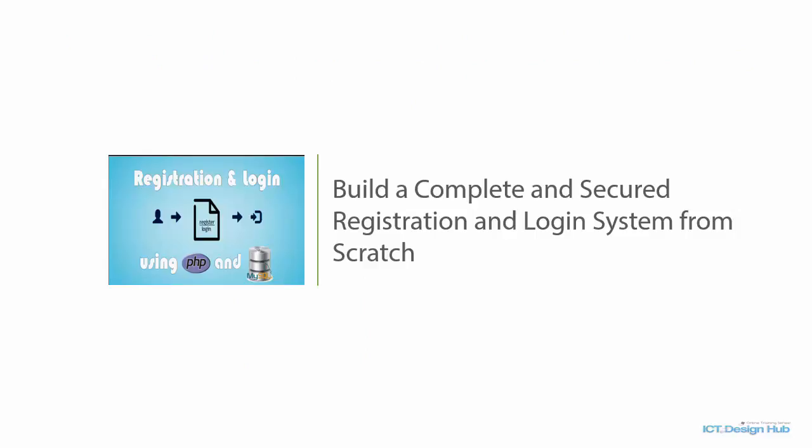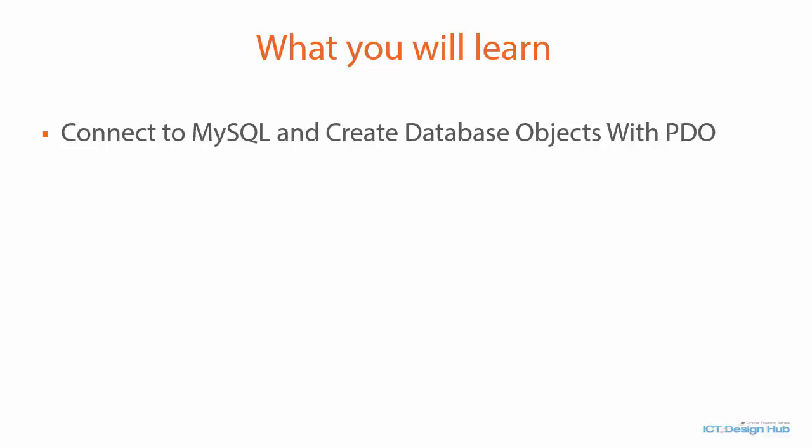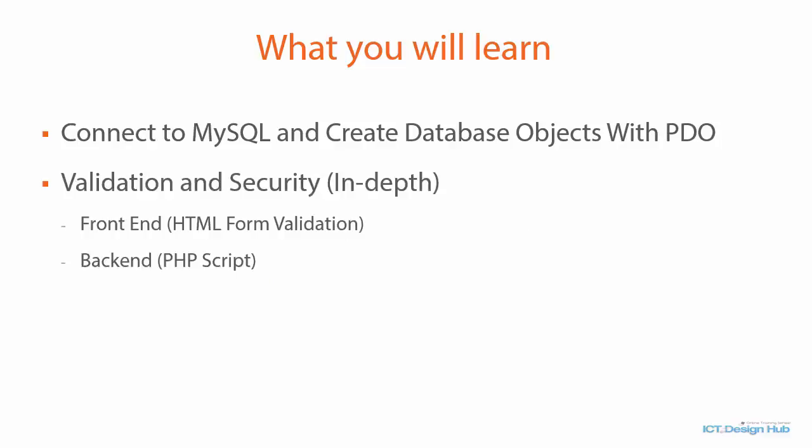In this series, you will learn how to develop a complete and secured login and registration system using PHP and MySQL database from scratch. You're going to learn how to connect and manipulate database objects using PDO, PHP Data Objects. You're going to learn about validation and in-depth system security with focus on HTML form validation and PHP script security. You will learn about secured password hashing in PHP using PHP hashing algorithm.